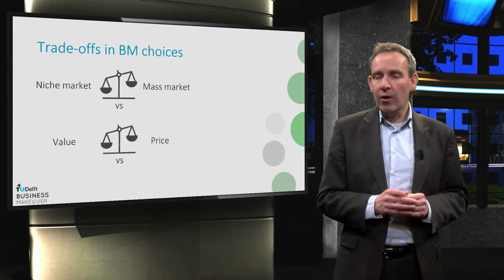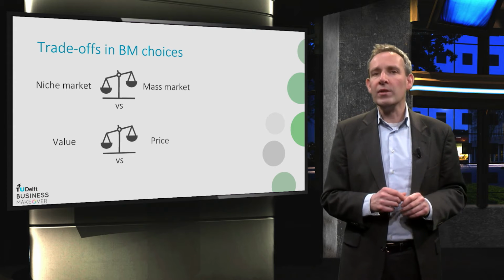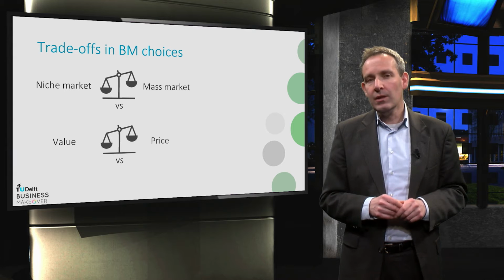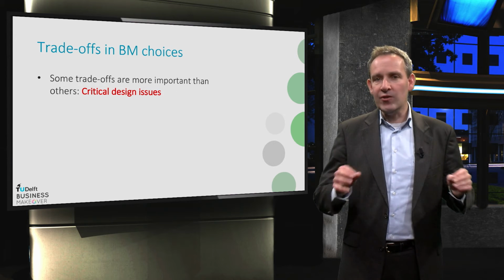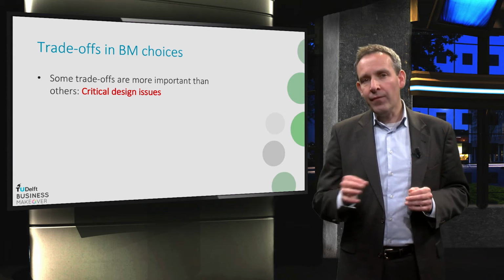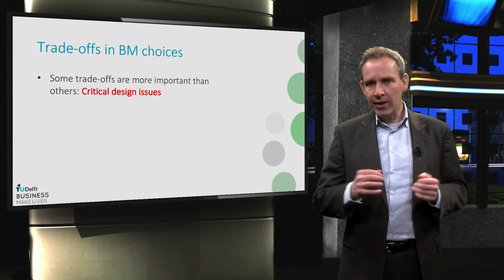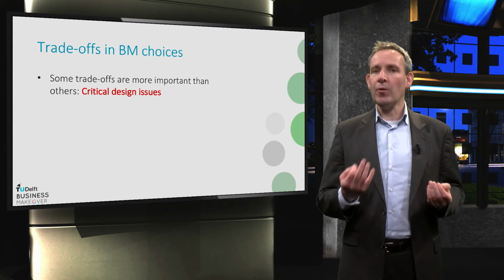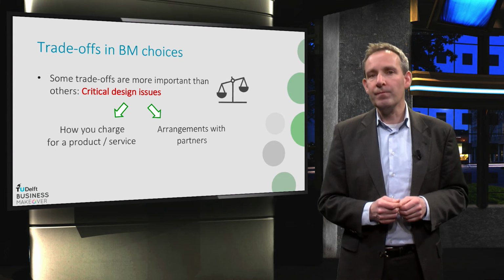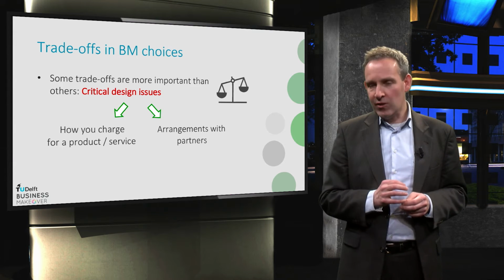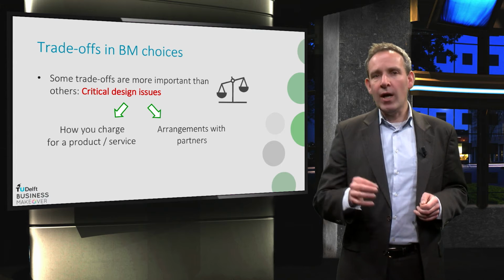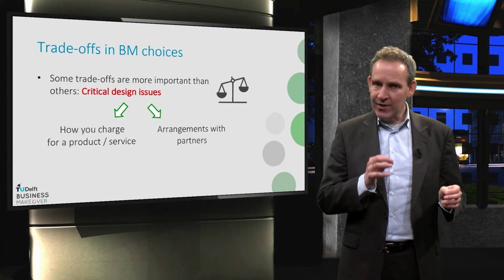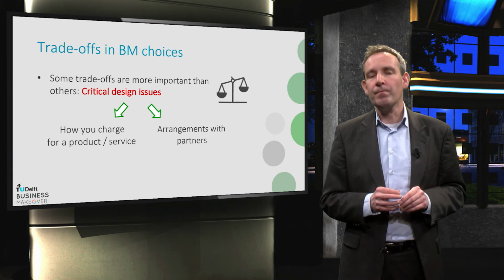So from our research, we know that some of these trade-offs are more important than others and are even critical to your business success. We call these critical design issues. For example, we found that how you will charge for a service is critical. And also, a design issue like the arrangements you make with your partners is critically important. When designing a business model, it is crucial that you are aware of these critical design issues and trade-offs, and that you are able to test options and assumptions.